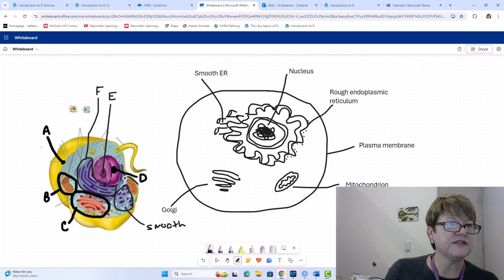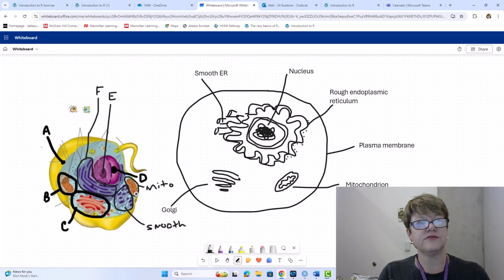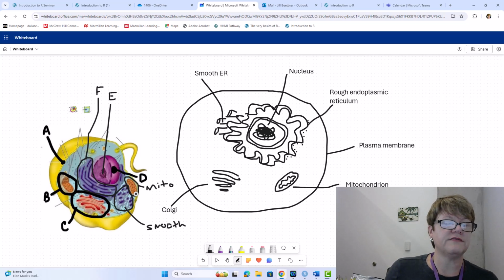Over here, you see another mitochondrion. So those are the main parts of an animal cell.